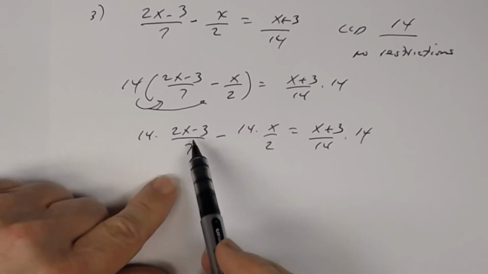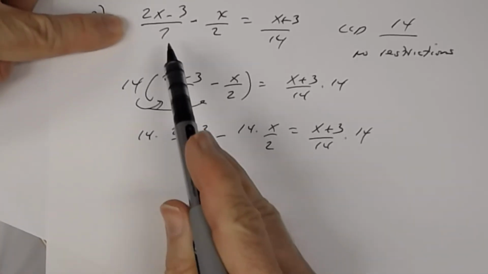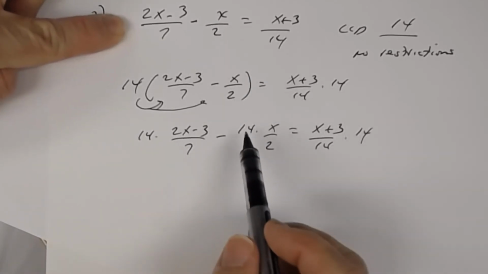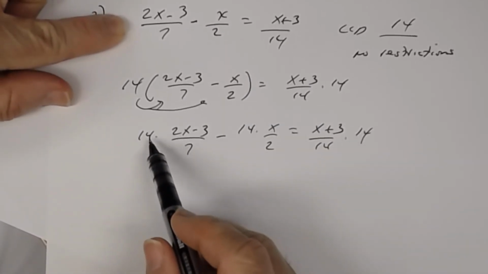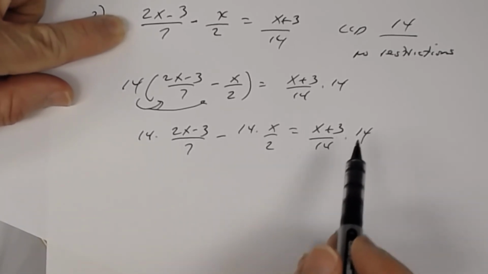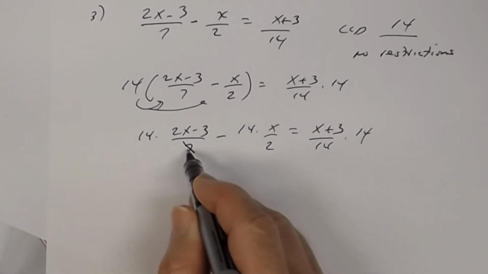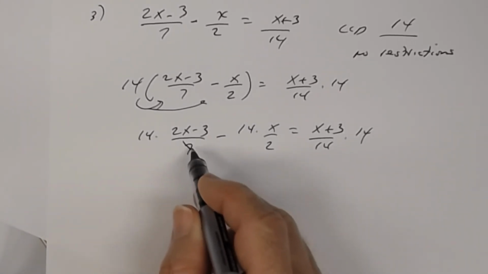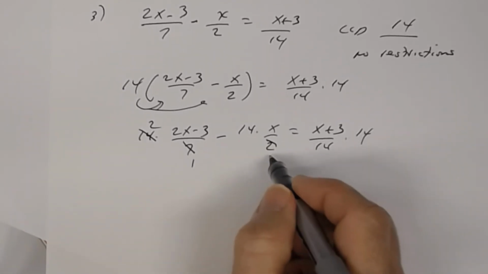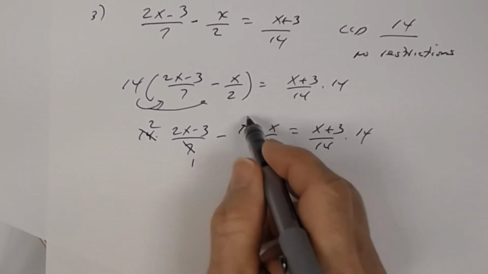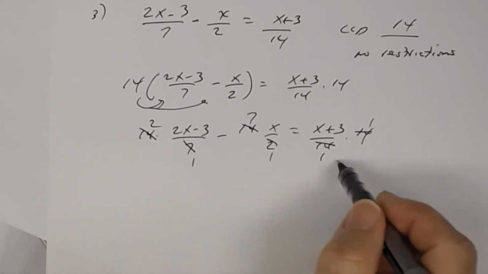So I want you to notice, though, all of these rational expressions are being multiplied by the LCD. The whole point of doing that is to reduce, to get these factors in the denominator to be 1. 7 into 7 is 1. 7 into 14 is 2. 2 into 2 is 1. 2 into 14 is 7. The 14s divide out. 14 over 14 is 1.